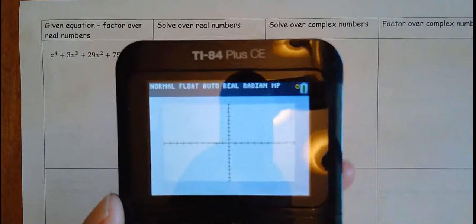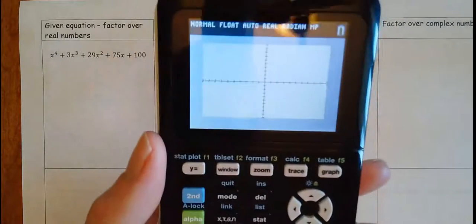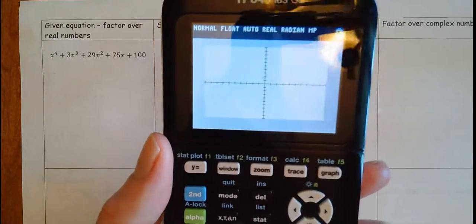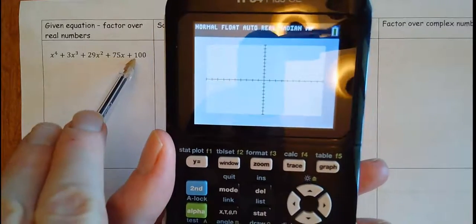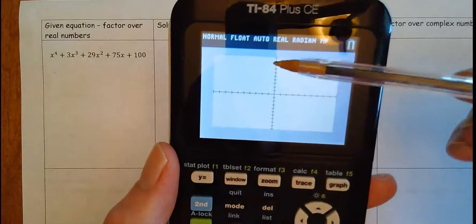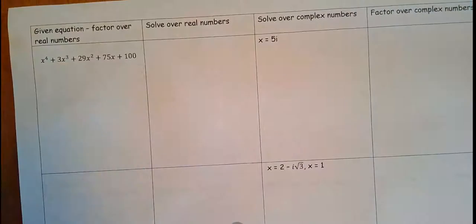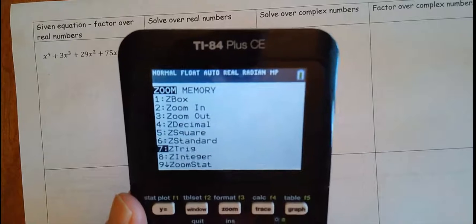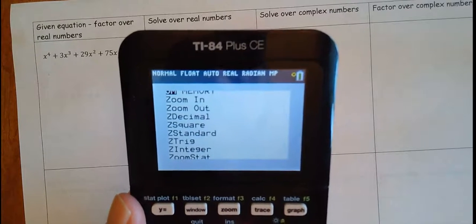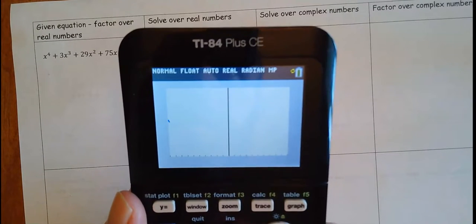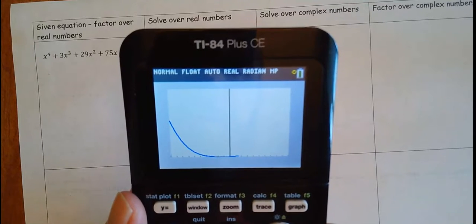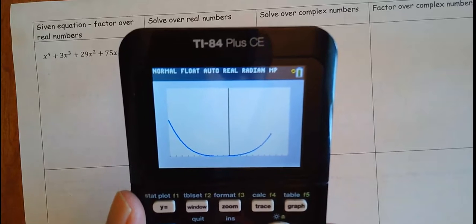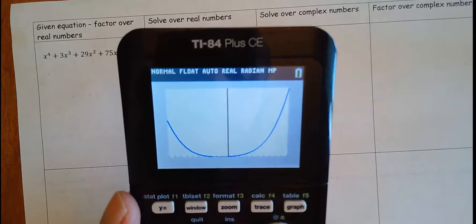So I hit graph. You see it just keeps going and spinning, nothing happens, and that's my y-intercept at 100. So this goes up to 10, the y-intercept is off the graph. So maybe I'll try zoom, and then remember the fit, number 0, zoom fit, to see what's going on here. My guess is this thing doesn't ever touch the x-axis. Gets down very close, comes back up.